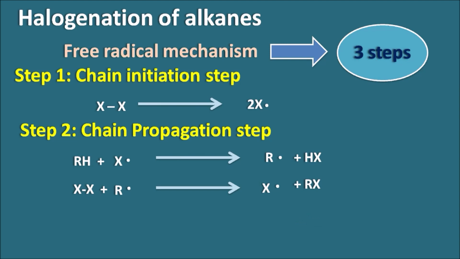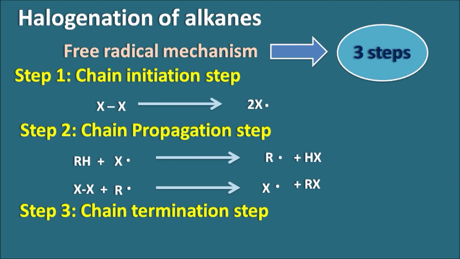In this way, alkane can be converted to alkyl halide, where in this step the halogen free radical is regenerated. This regenerated halogen free radical again attacks one more molecule of alkane, so that the chain is propagated continuously.